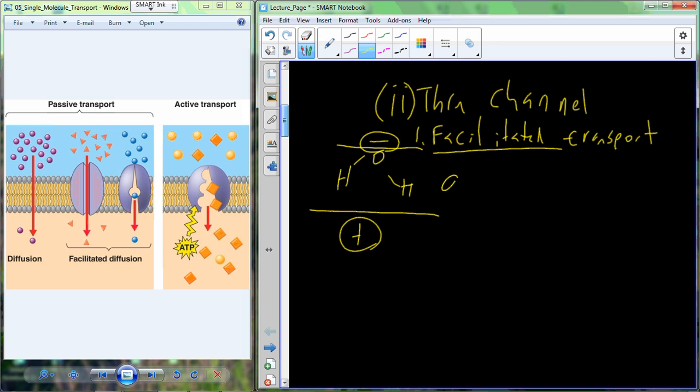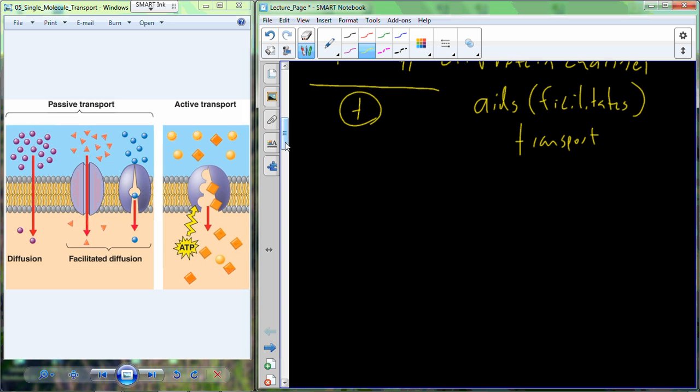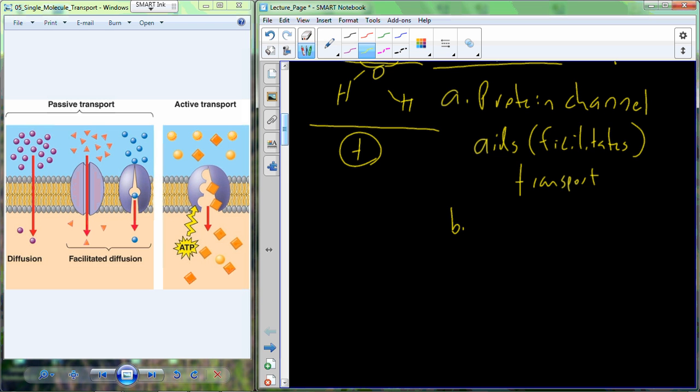So again, it's facilitated because the process is aided or facilitated by the presence of that protein channel. So that protein channel aids or facilitates the transport of a given molecule. Now, there's really two types of proteins. There are proteins that are always open. So it would be like not having a door here. Get rid of the door, and I just have the jambs. And we can move in and out without putting in any sort of energy or changing the shape of the opening. Just cross right through.